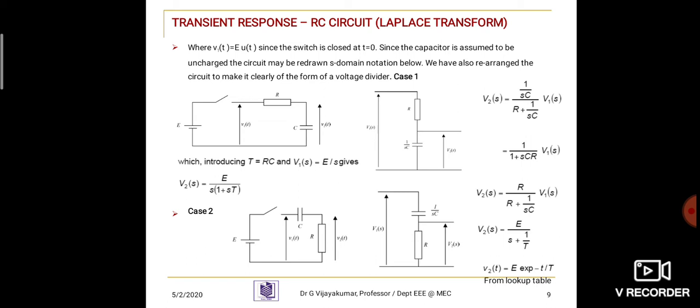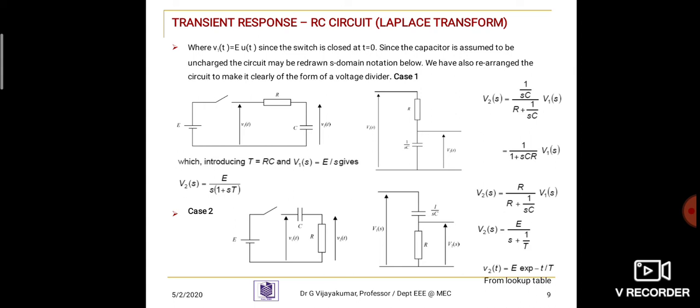From the S domain circuit diagram, we can immediately write V2 of S. Here look at V1 of S, the voltage before closing the switch, applied across the resistance in series with the capacitor. In the time domain, we directly write resistance R and capacitance C. While going to the S domain, the resistance should be as usual, but the capacitor should be mentioned as 1 by S C.